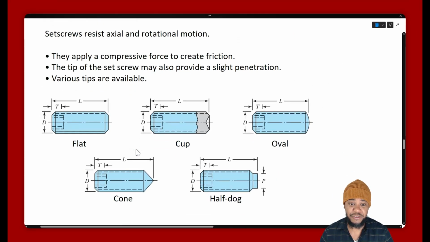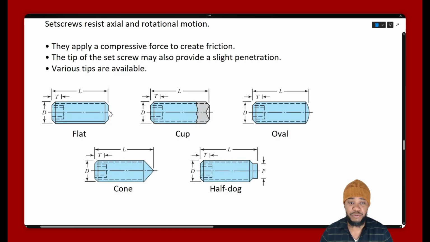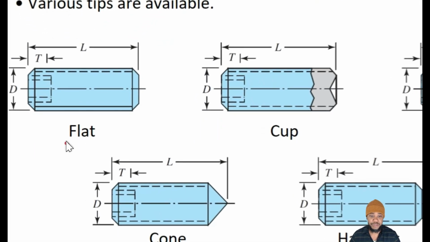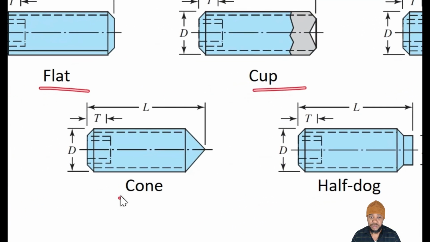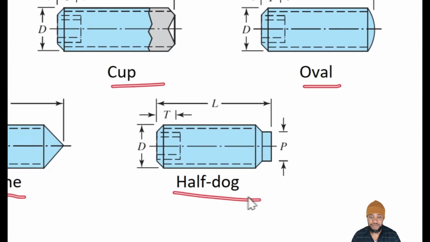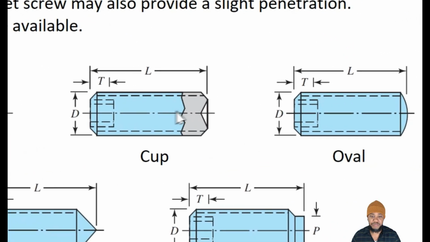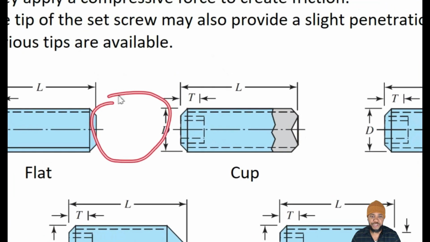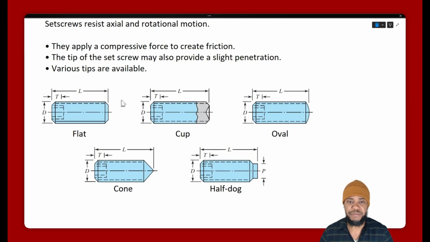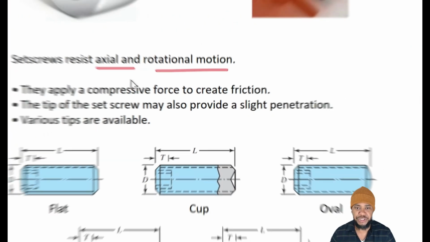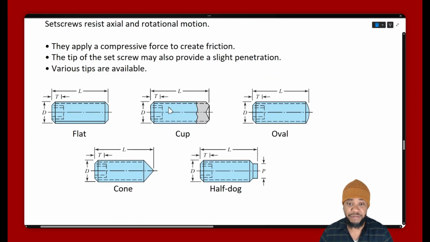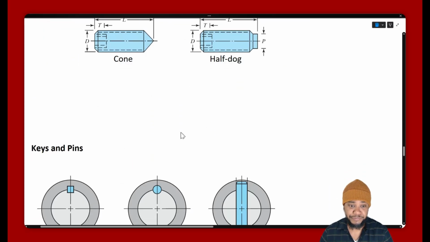And various different types of tips are available for the set screw, whether it's flat or cup-shaped, oval, sharp cone, or even a half dog. These are all different ways to induce friction in the surface of the shaft and be able to resist axial and rotational motion and set a position of a component such as a gear.